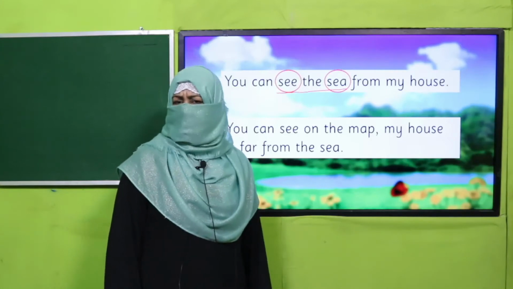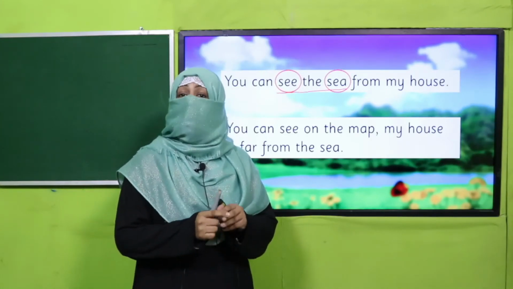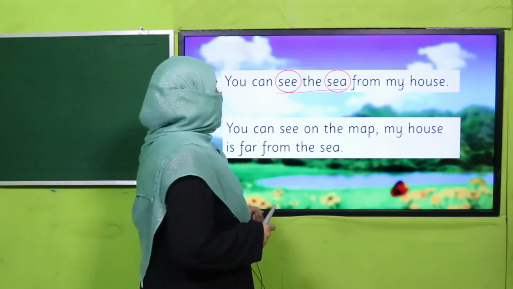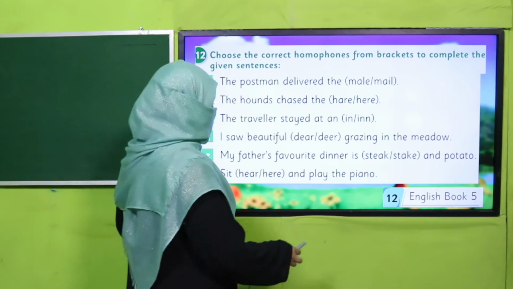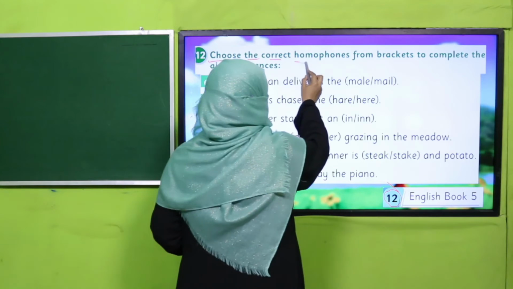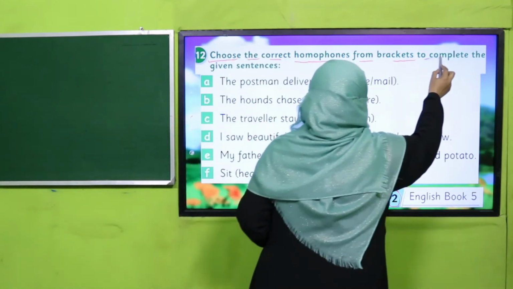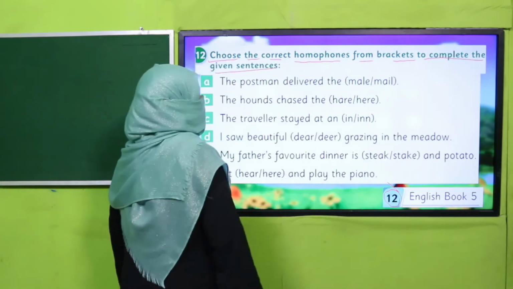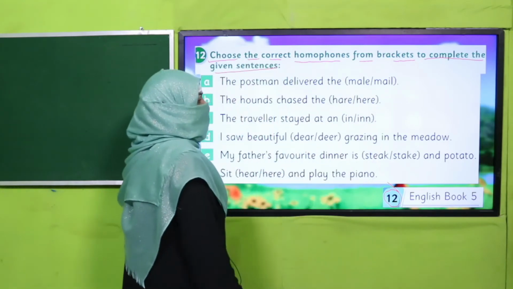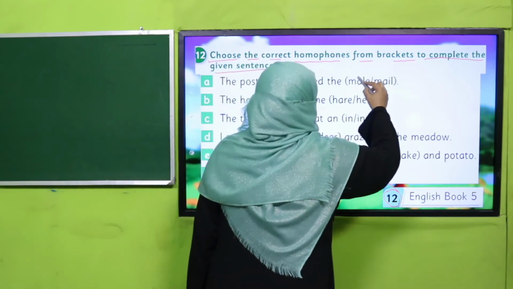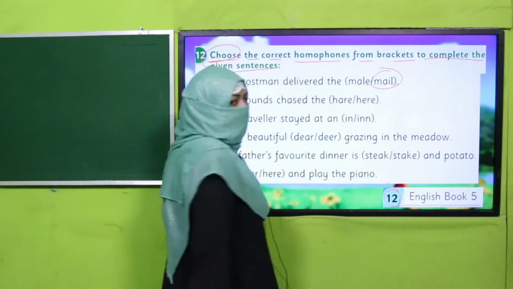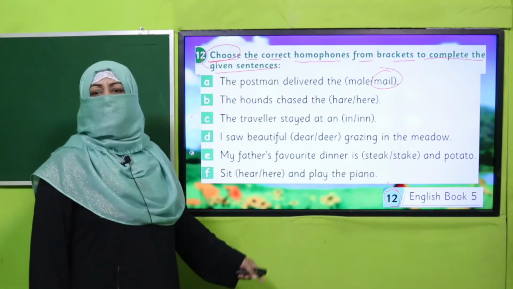Yes, my dear children, are you done with it? Now I believe you have a vocabulary of many homophones you are familiar with. So next is your practice from the book. Open your book on page number 12. You will choose the correct homophones from the bracket to complete the given sentence. Okay. You will read the sentence. The postman delivered the mail or male. Which one is correct? What you are going to do, you will choose it. You may tick or circle it. Okay. So pause the video and complete this exercise in your book.